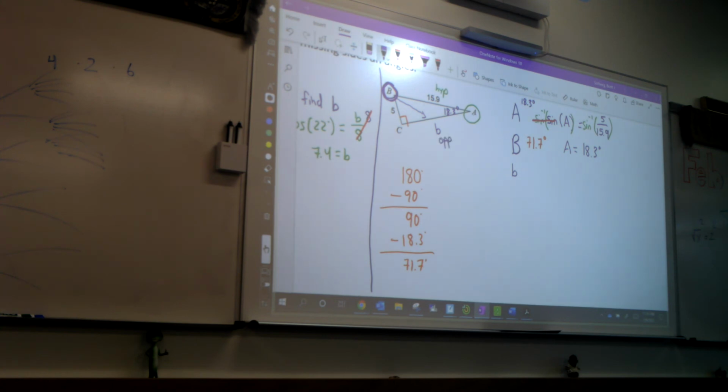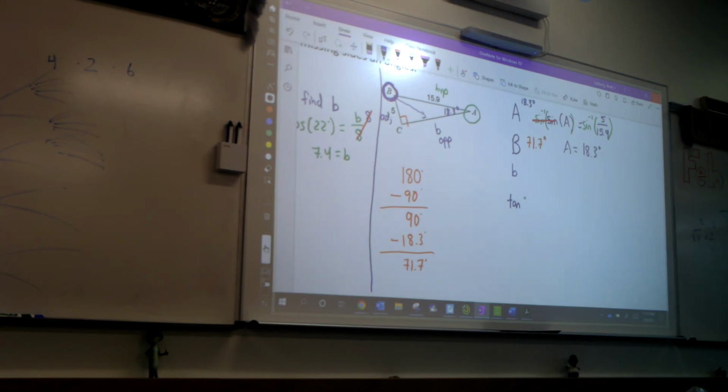And Brian, would you rather use 5 or 15.9? How would we classify 5 from B's perspective? Yeah, that's our adjacent because it's next to it. So for us to find side B, what trig ratio are we going to use? We've got opposite and adjacent here. What trig ratio uses opposite and adjacent? So TOA is tangent. Is that what you were saying under there? It was kind of muffled, so I couldn't tell.